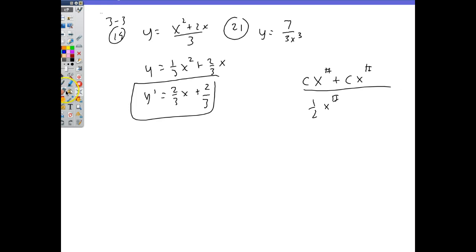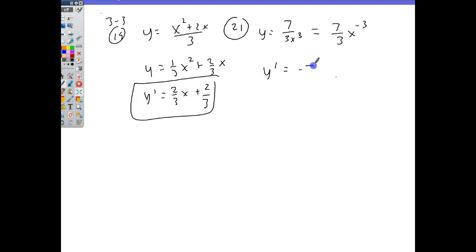Try 21. Is that 7/3 x to the -3? Well, it's 7 over 3x to the third. I'm struggling today. 7/3 x to the -3, right? So that's how you write it as a polynomial. Then I can just use the power rule on it. Pull that out in front. I get -7 x to the -4th. You guys forget last chapter already?